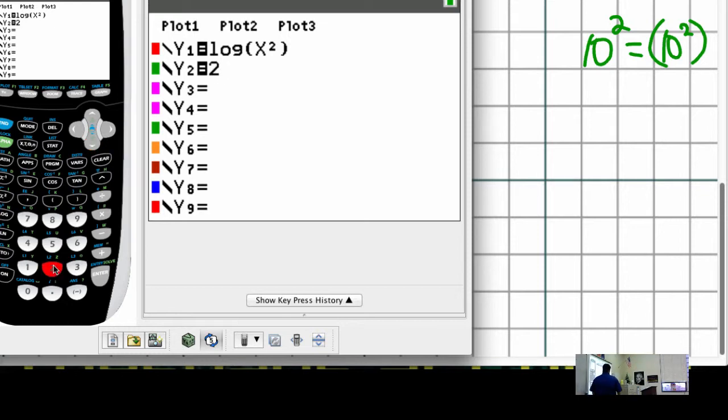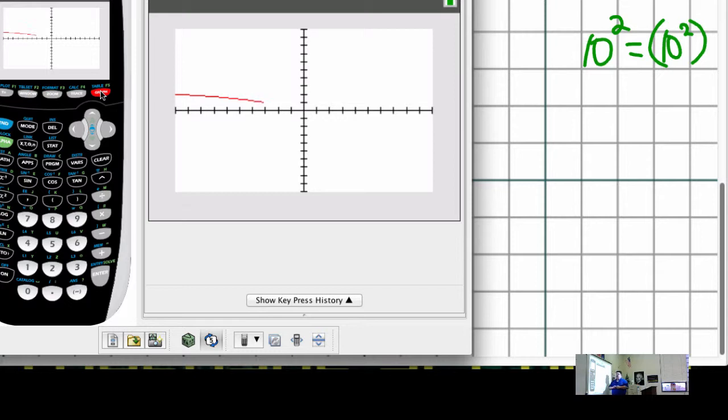Remember, we said that we could solve an equation by graphing the left-hand side of the equal sign as one function and the right-hand side as another function. And then what do we look for? Where they intersect, right? So I'm going to graph this. My solutions say that we have two possible solutions: plus or minus 10.